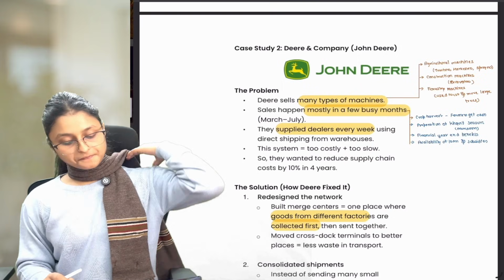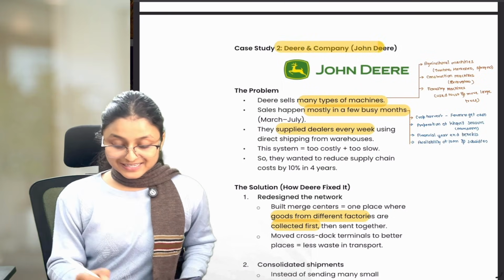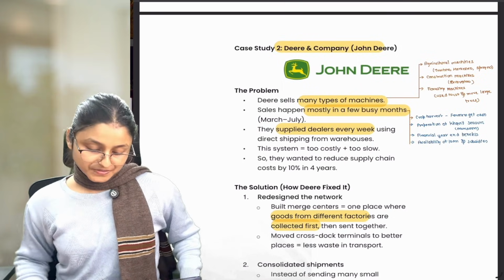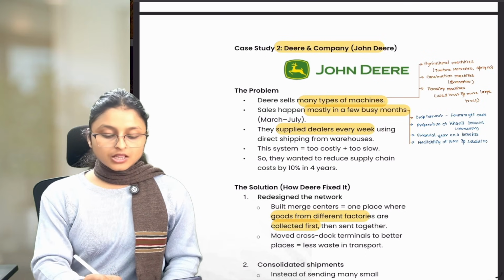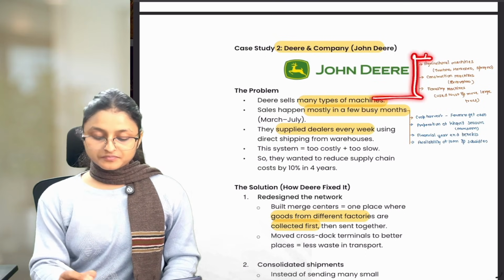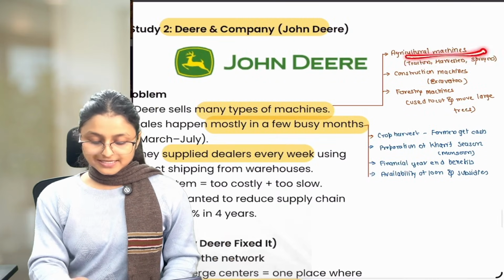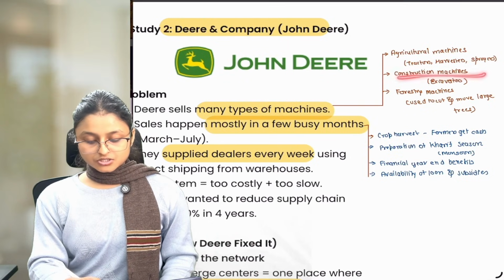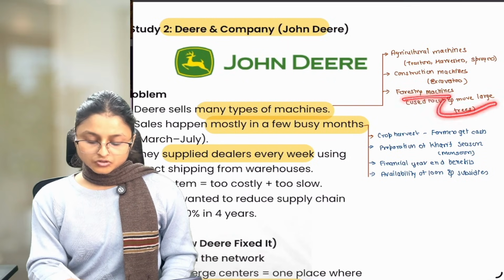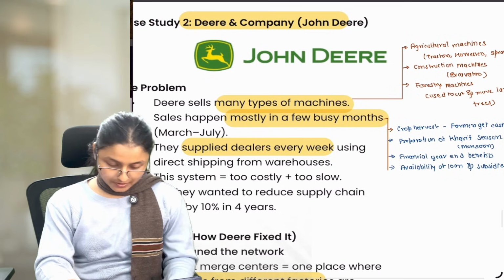in summary. Now, let's move towards our next case study, that is about John Deere. John Deere makes a lot of different types of machines. First, they make agricultural machines, construction machines and forestry machines. So a lot of different types of machines they make.